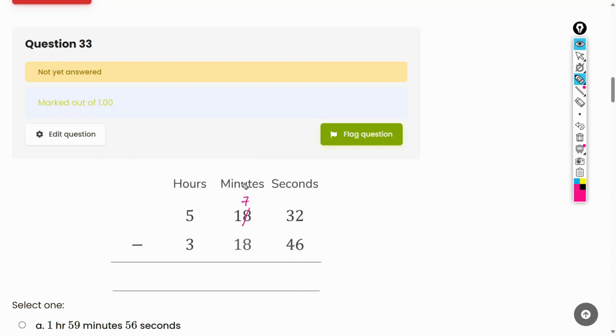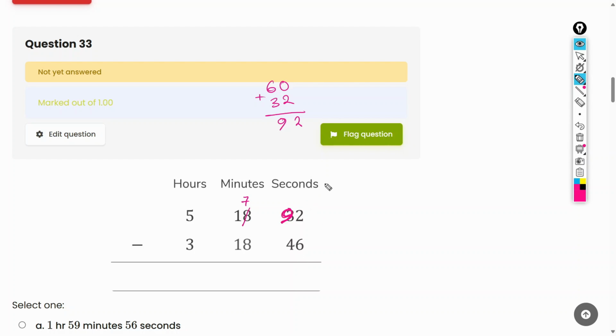Now, when we borrow 1 minute and bring it to the seconds place, it becomes 60 seconds, because 60 seconds make 1 minute. So we are adding 60 here. So that's 60 plus 32, 92. So that's 92 seconds.